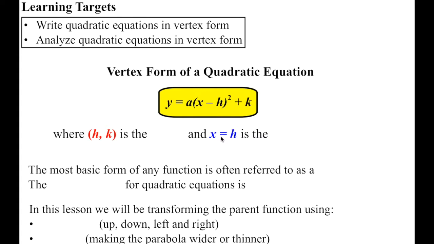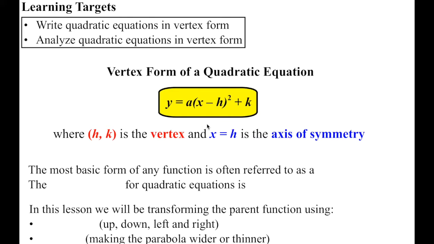So first of all, here's a new way of writing quadratic equations. This is called the vertex form, and it's called the vertex form because (h, k) is the vertex, and x equals h is the axis of symmetry. So we have a term here, x minus h, and then plus k. This term is squared, and then we may or may not have a number in front of that squared term.